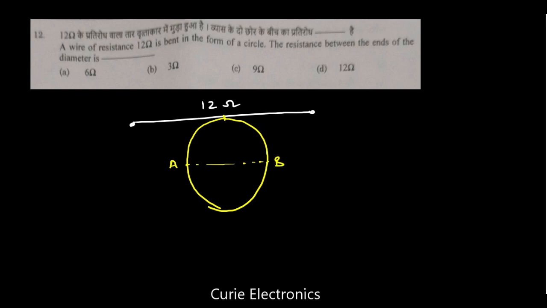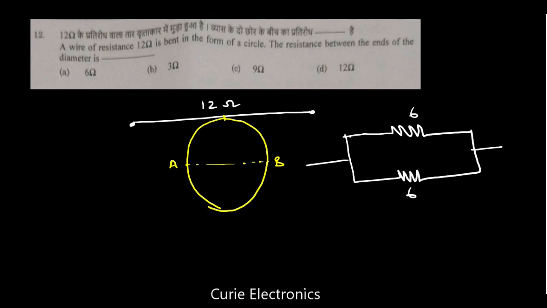Now, the 12 ohm resistor we have made into a circle, so we have two semicircles. For each semicircle, what is the resistance? It is 6 ohm, because the total resistance of the wire was 12 ohm. So we have two 6 ohm resistances connected in parallel. Effective value, you know, RT equals R upon N. Here R is 6 and N equals 2, so you'll get 3 ohm. So option B is the right answer.